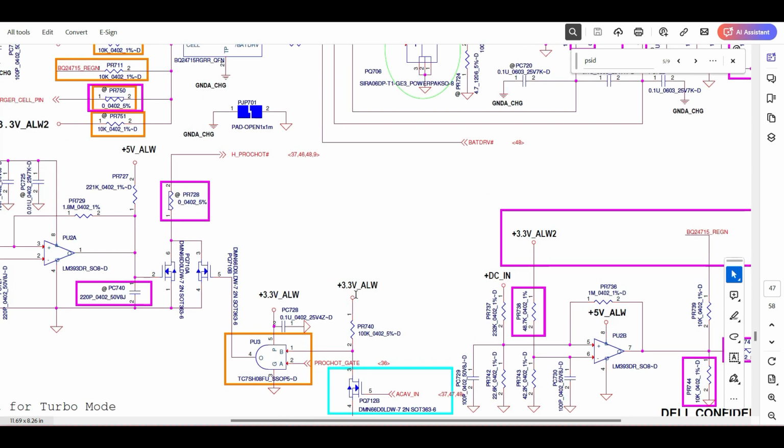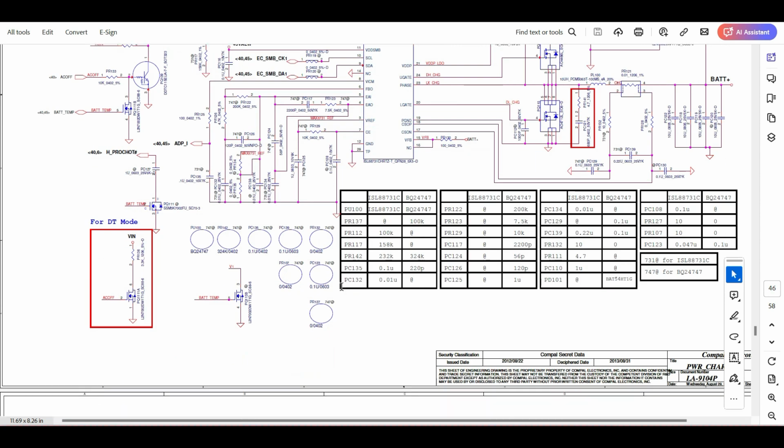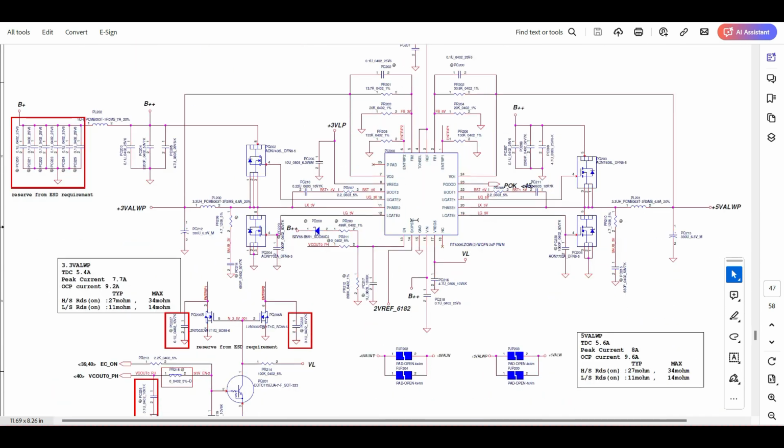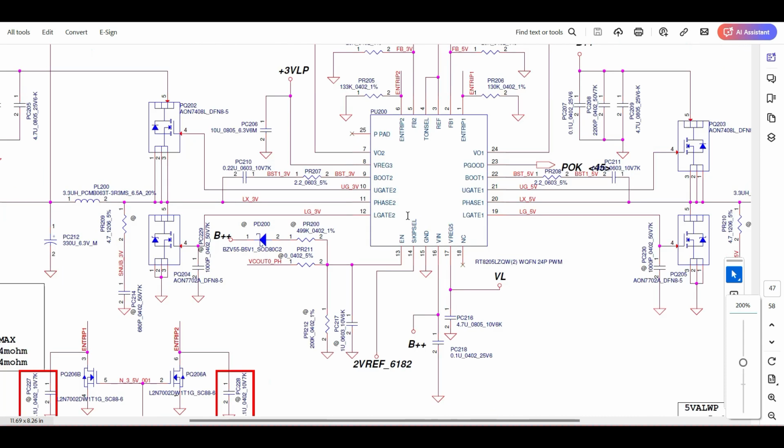Other than that, there is no major difference in the step down IC and RAM IC. So almost all are the same. There is no difference. Here is the 3, here is the 5 volts and here is the 3.3 volts.